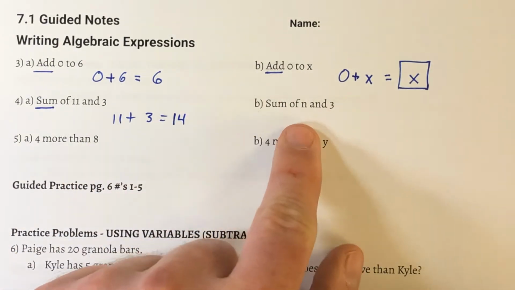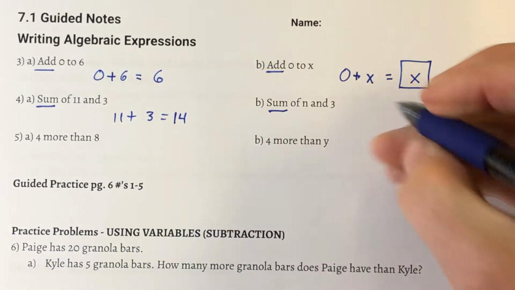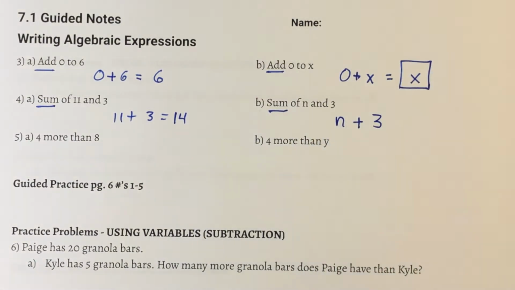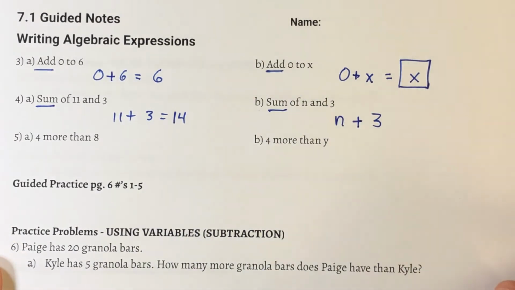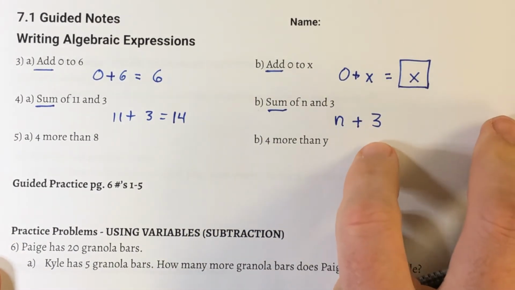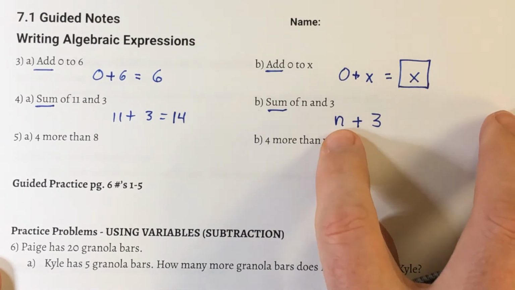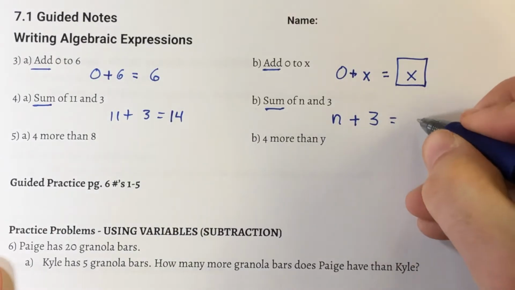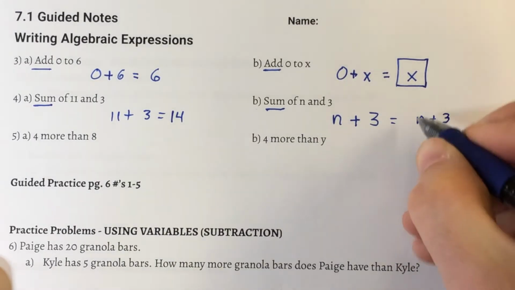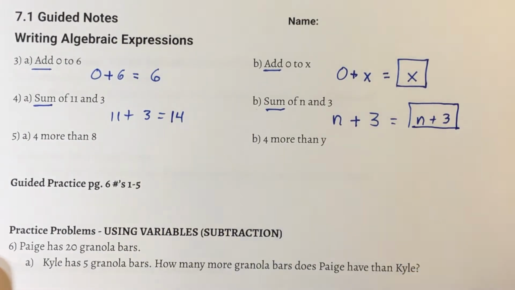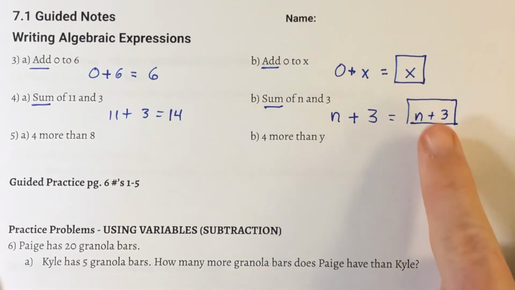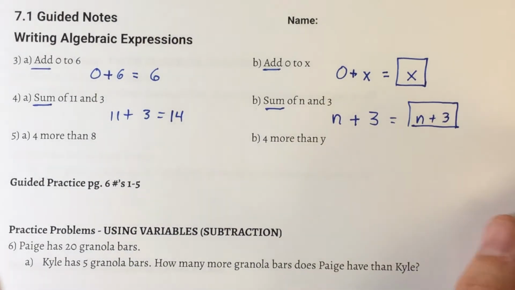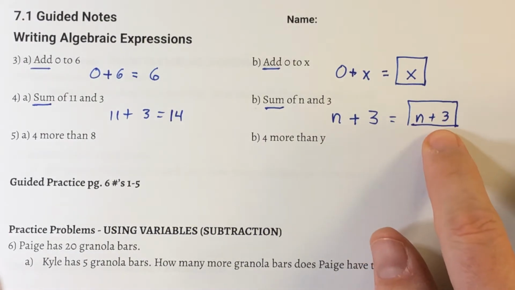Let's apply the same with letters. Sum, again, means add. I'm going to add n and 3. Now in this one, unlike adding 0, I'm trying to add an actual number to a letter. Can I combine these? No, you can't combine letters and numbers. So what is n plus 3? It is simply n plus 3. There's not a darn thing you can do with them. Nope, nothing. Not until you know what n is. So I'm expressing how to add n and 3. So this would be an algebraic expression.